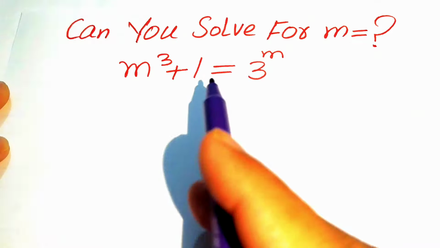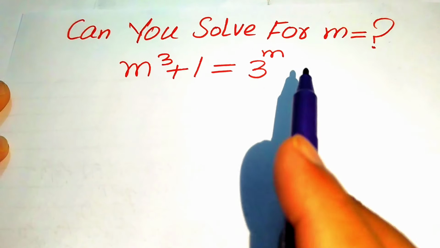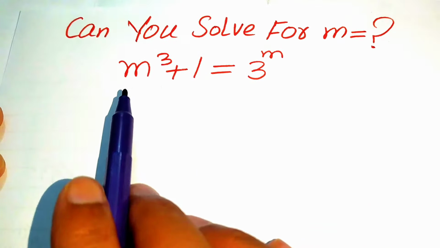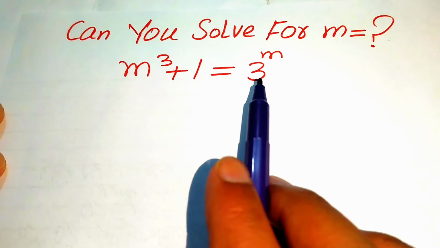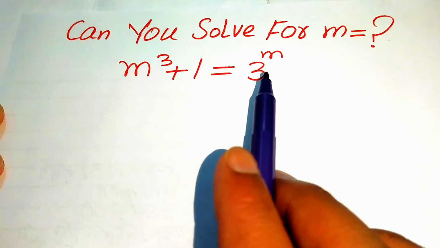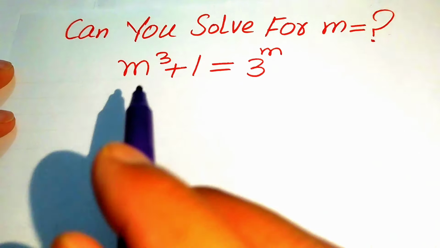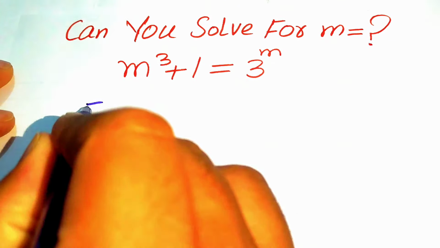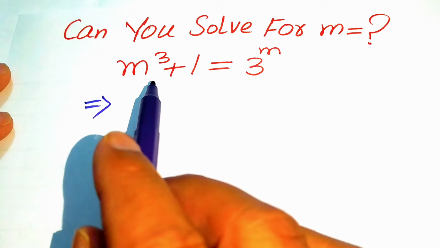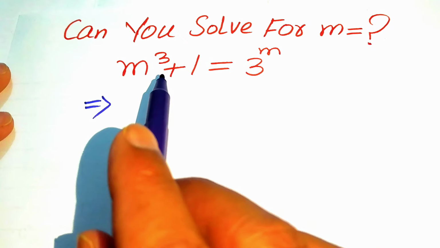Hello everyone, can you solve this math algebra problem for m if we have m cubed plus 1 equals 3 to the power of m? So now the very first step we are going to do is, first we use the nice cubic formula on the left hand side of this equation.